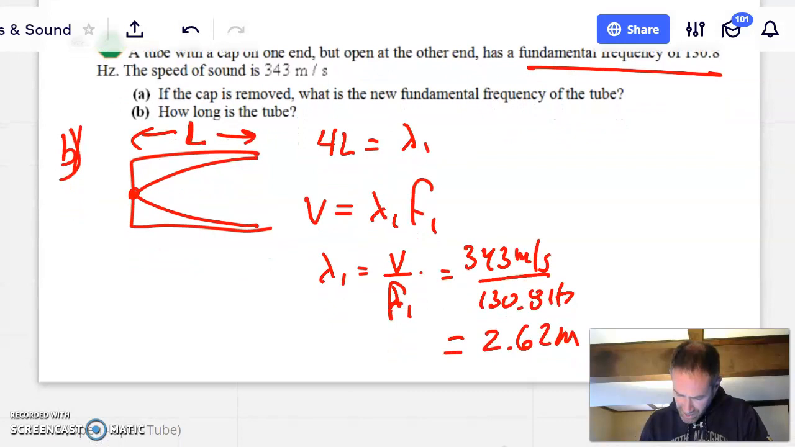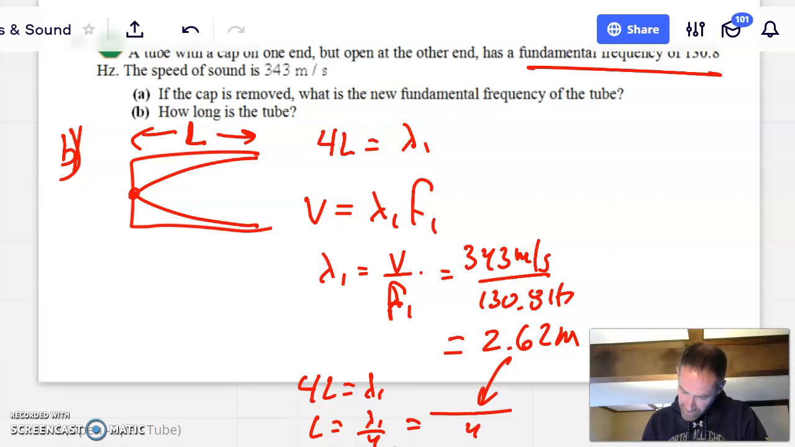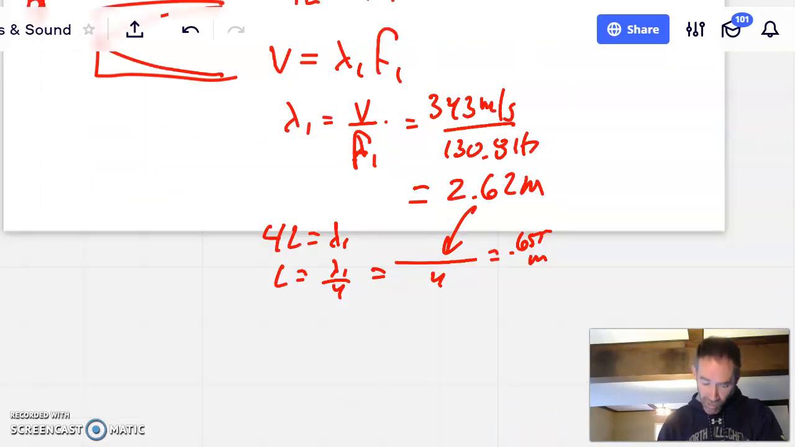And so I'm going to say that 4 times the length of the tube is the fundamental wavelength. So the length of the tube is that fundamental wavelength divided by 4. So I'll take this 2.62 and I'll divide it by 4. And I'll end up getting 0.655 meters.